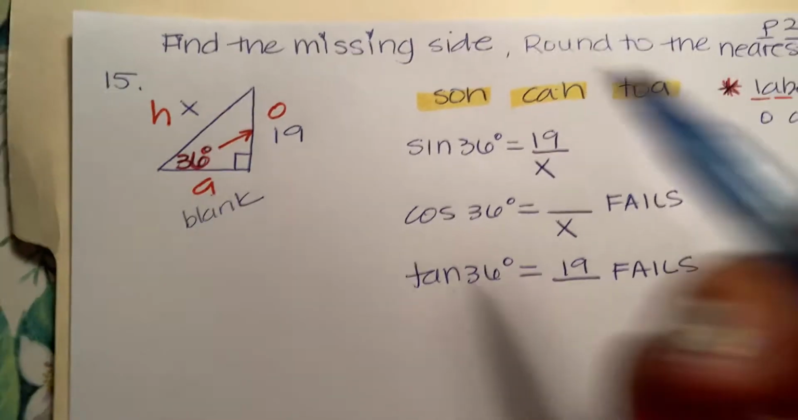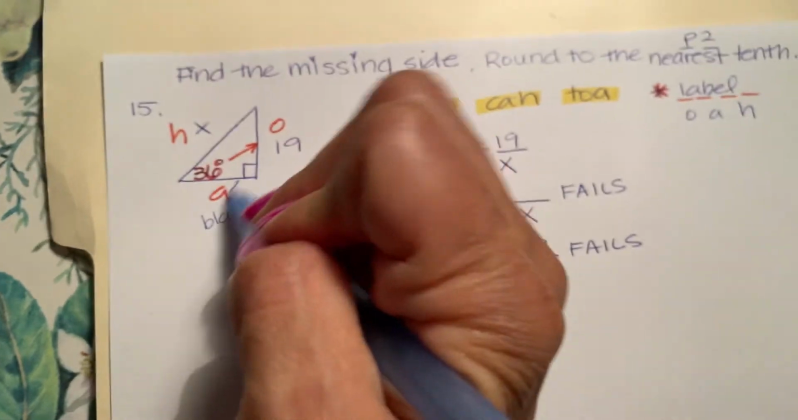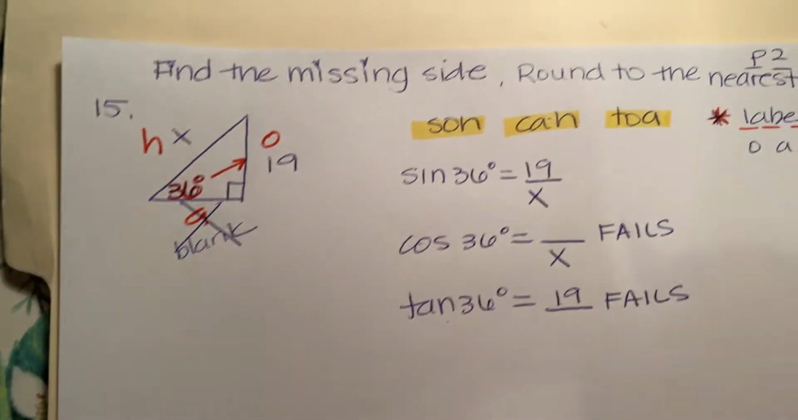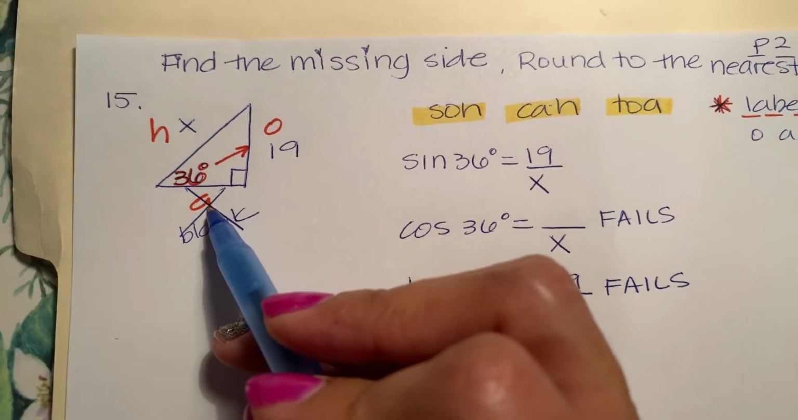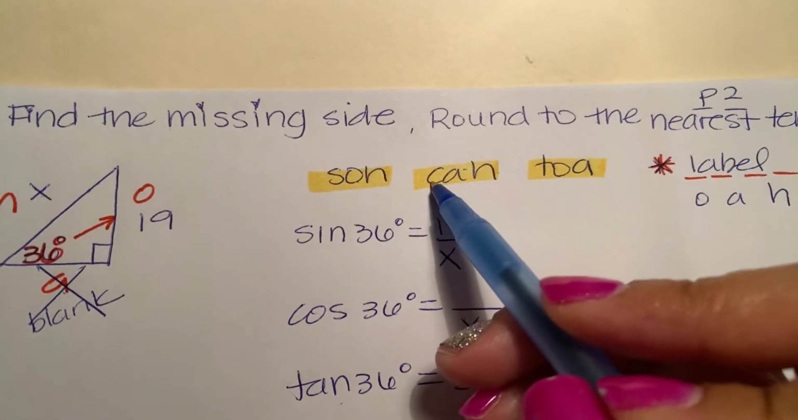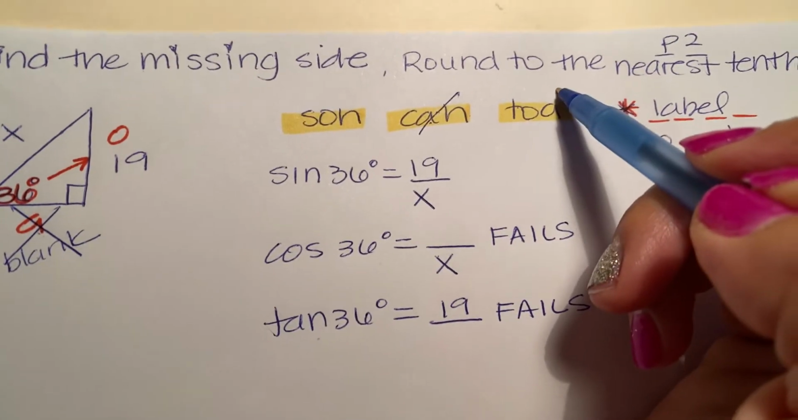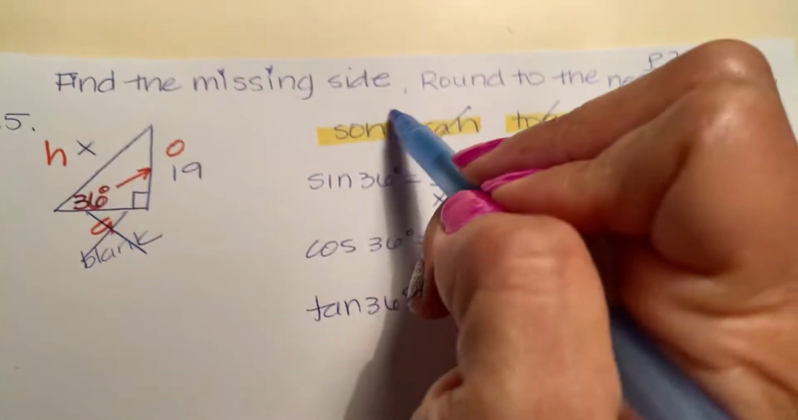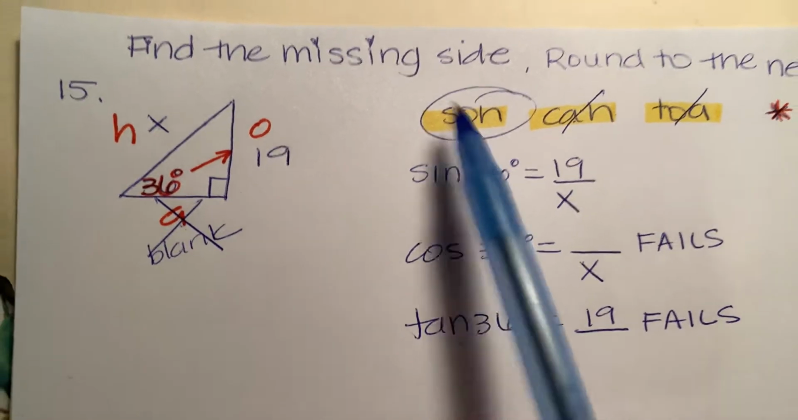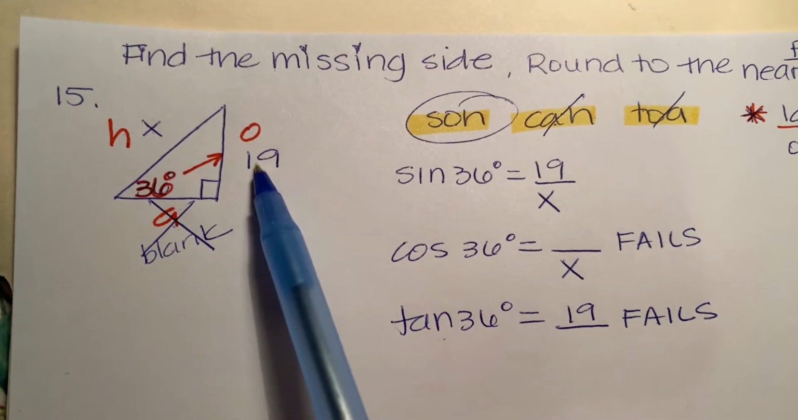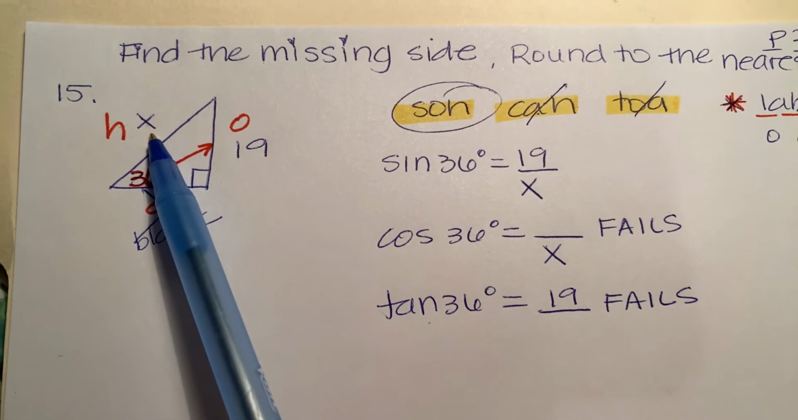Okay, so the moment A came up blank, there's nothing here. You cannot use it. So any of the trig functions that uses A was out. So cosine has A, that was out. Tangent uses A or adjacent, that's out. And so sine was the winner because it used two sides that actually had information given, 19 and X.